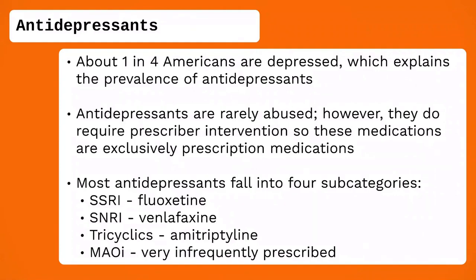Just for a refresher, SSRI is a selective serotonin reuptake inhibitor. SNRI is a serotonin norepinephrine reuptake inhibitor. Tricyclics just refers to tricyclic antidepressants. And MAOIs are monoamine oxidase inhibitors.